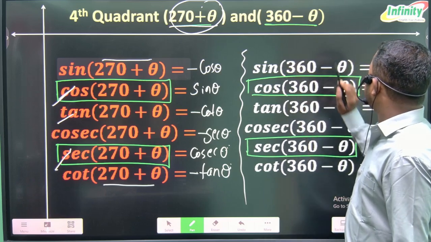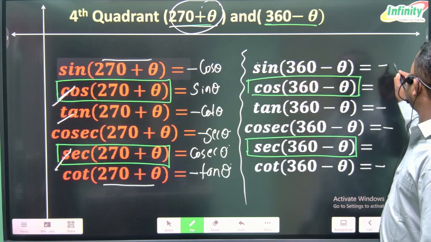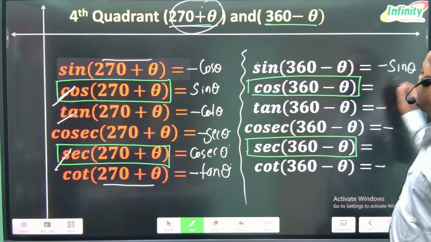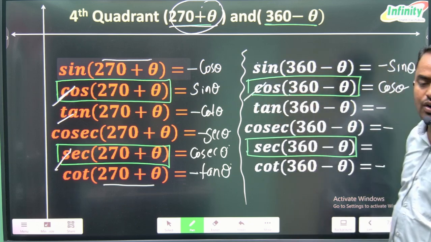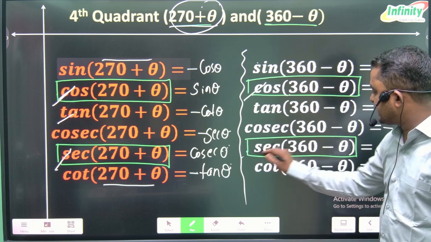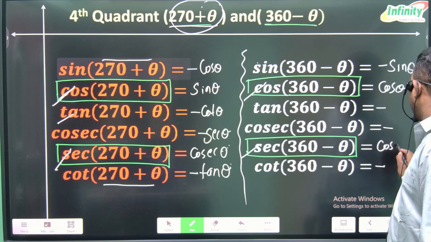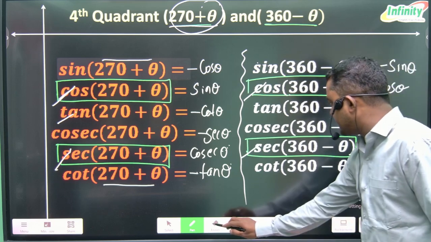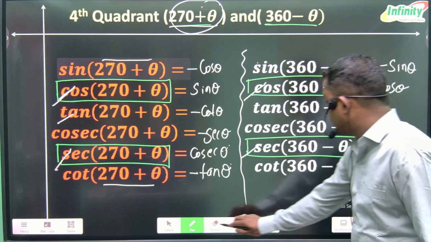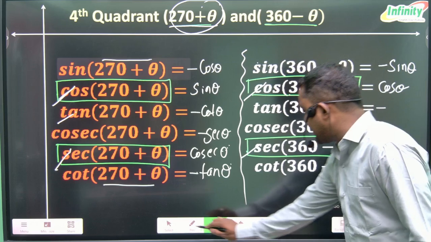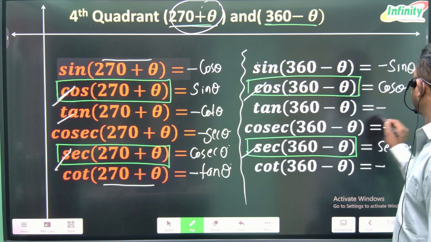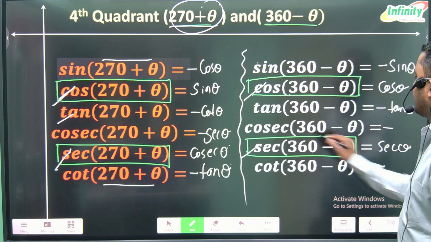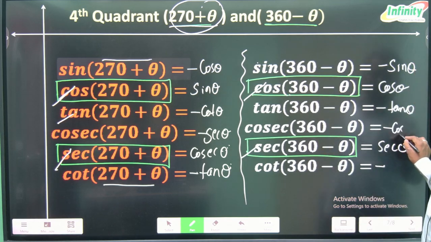Sin 360 minus theta, sin is negative here, that is it will become minus sin theta. Cos 360 minus theta, it is cos theta because it is positive in the fourth quadrant. And sec 360 minus theta is what? Sorry, sec theta only. Right here, sec theta. Function will not change here. Yes, tan 360 minus theta is minus tan theta. Cosec 360 minus theta is minus cosec theta.